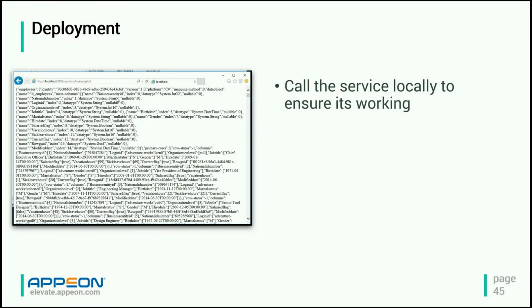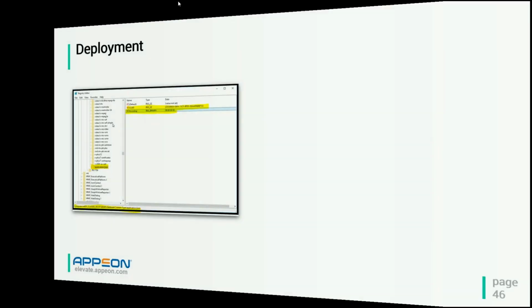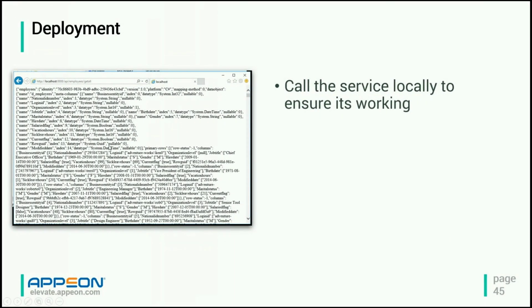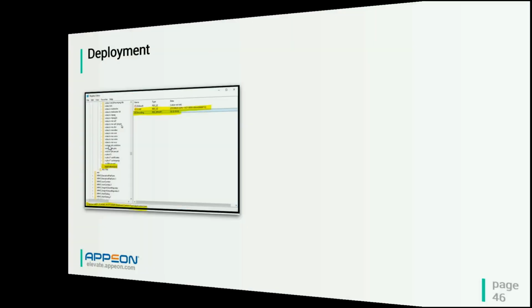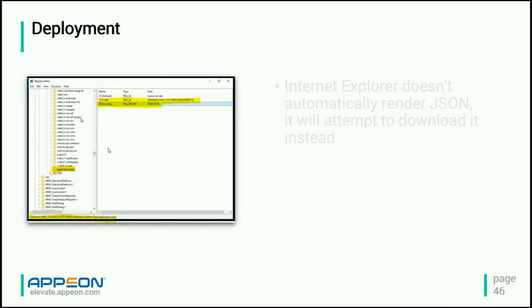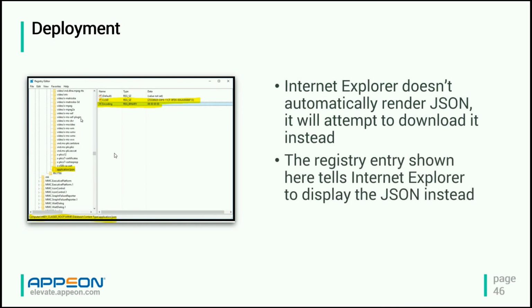But something I'll point out here: if you go on most Windows Server 2016 machines and fire up IIS and query a service that returns JSON, what it'll do is ask you if you want to download the file. What I did, so that you could see the JSON that you can see there, is I had to tell Internet Explorer how to handle JSON.